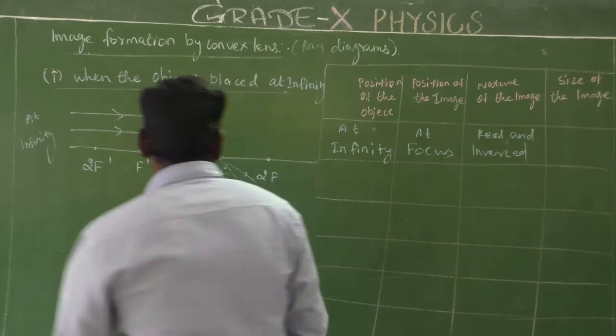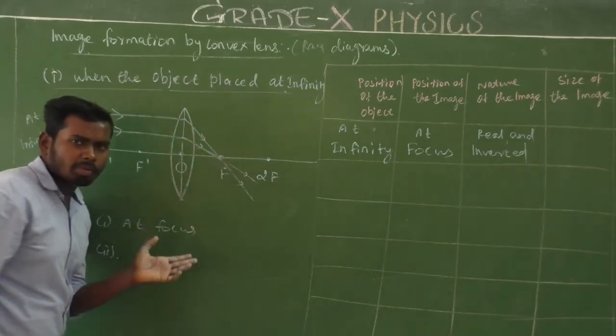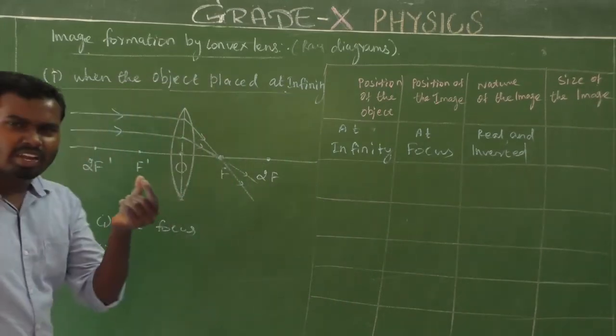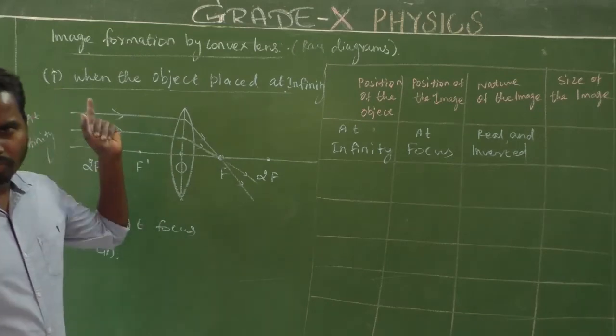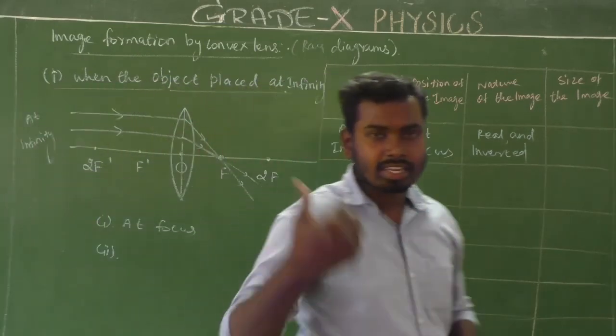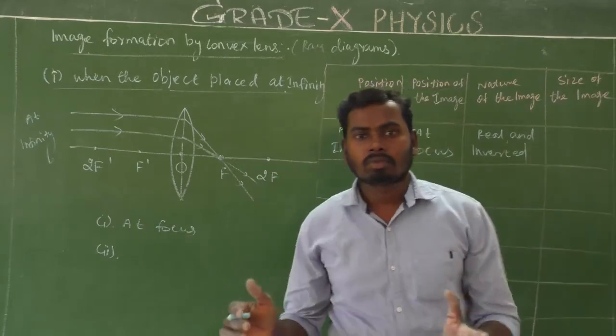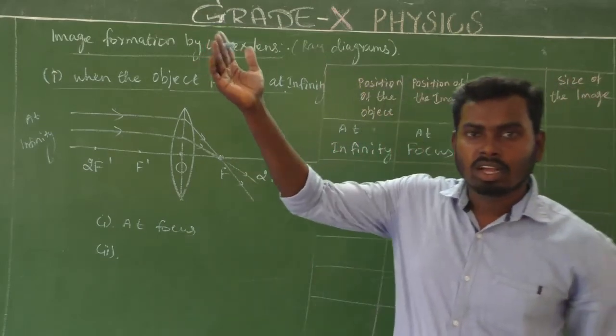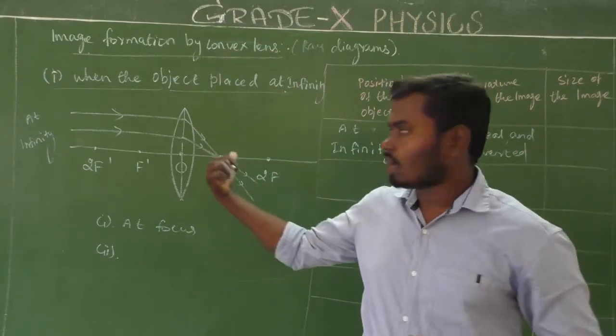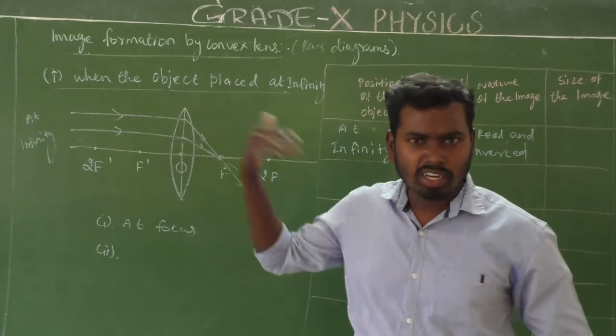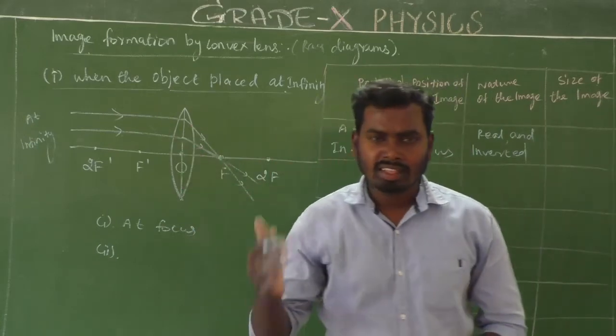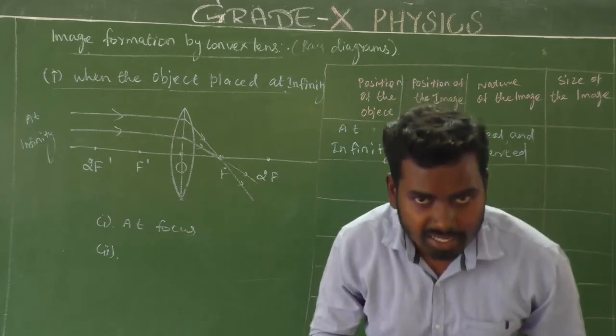Next one, size of the image. Look at here. This image, size of the image, how much? Size is very small, very small compared to the object. For example, let's take the sun. Sun is a very big object that is placed far away from the convex lens. Even though we know the distance between the sun and the convex lens, that is considered as infinity.